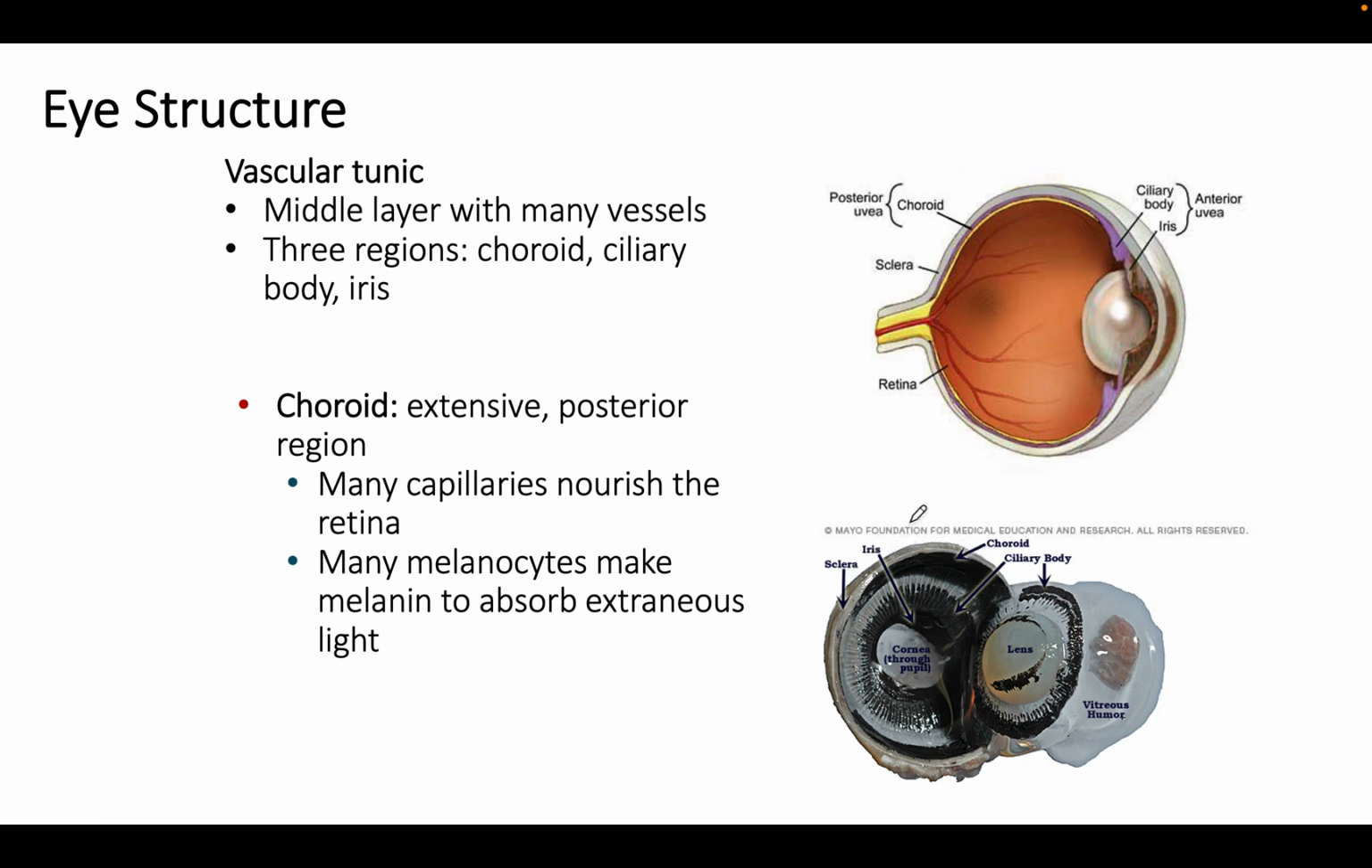You have an outer fibrous layer, right? So you see the sclera here. When you look on the inside, you'd have the retina deep within, and then you'd have the choroid right here. Okay.